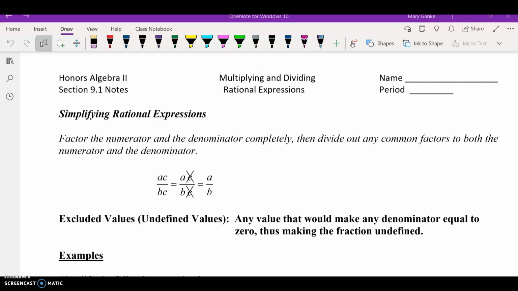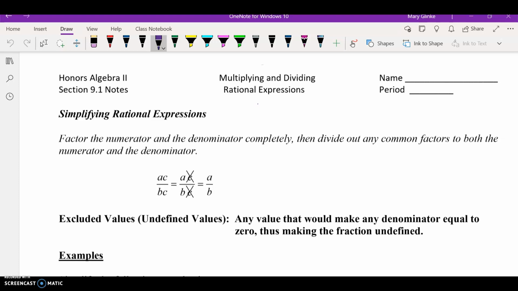Hello. Today we're going to be multiplying and dividing rational expressions. A rational expression is an expression that can be written as a fraction, so we're going to be dealing with a lot of fractions in this unit. So the first thing we're going to be talking about is how to simplify rational expressions in general.